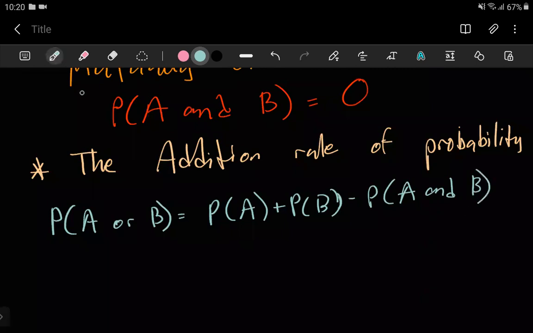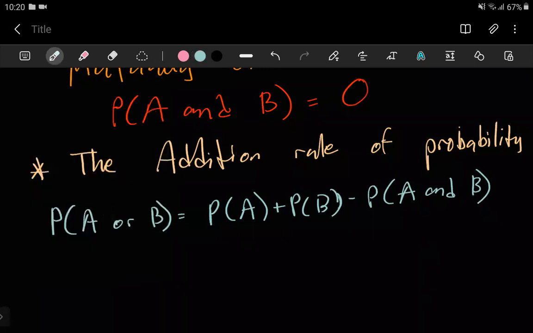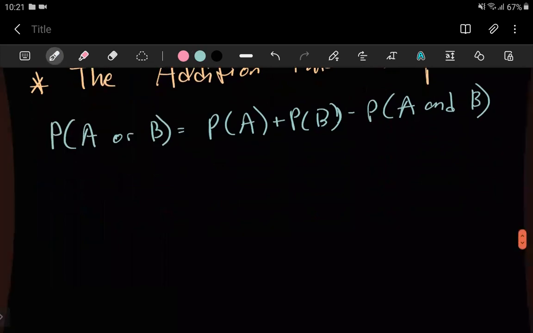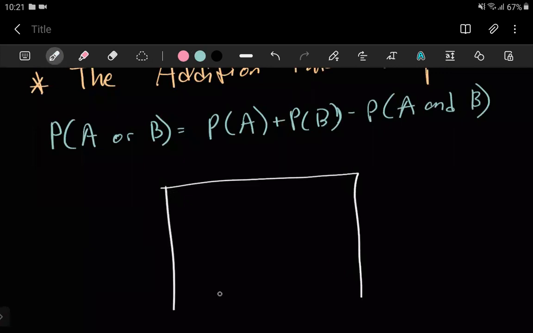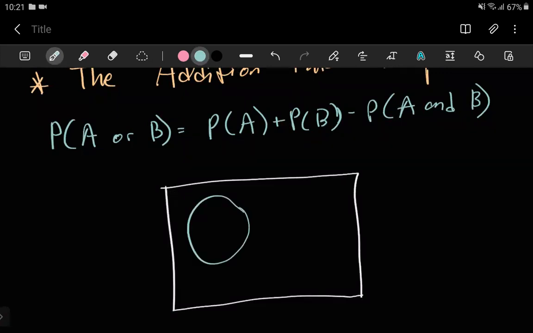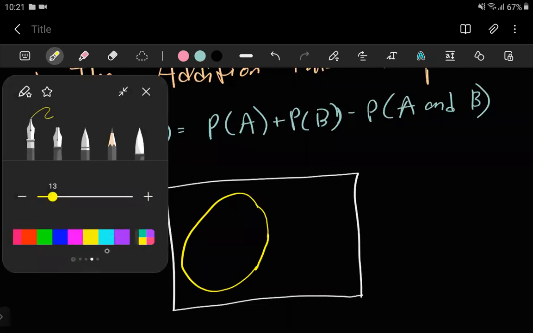So this formula, one way to explain it is to use the nature of a Venn diagram. Because if you know the way a Venn diagram looks, it is able to tell you why this formula always makes sense. Because if you have two events, right? Event number one, I'm going to use a different color here. Event number one, and then maybe you have another event, which is this one, event number two.